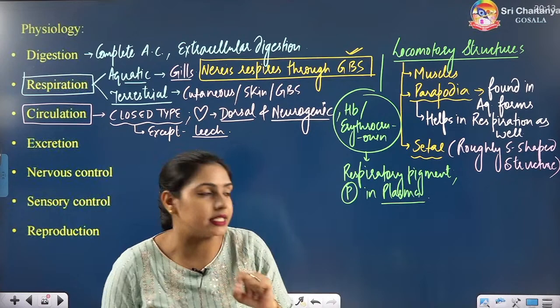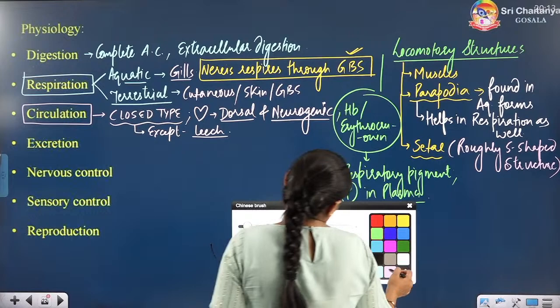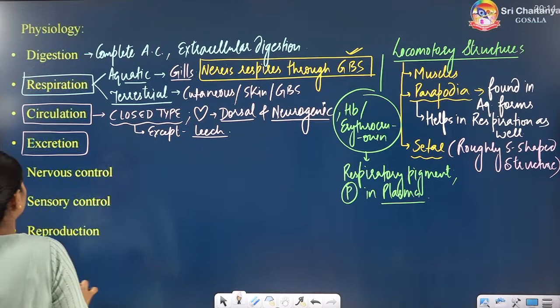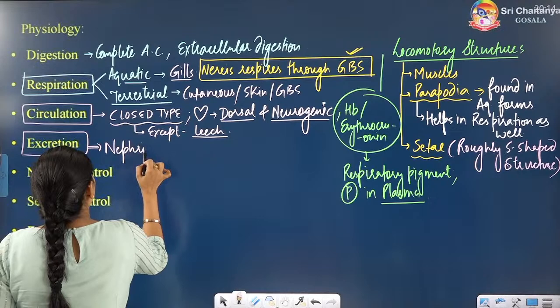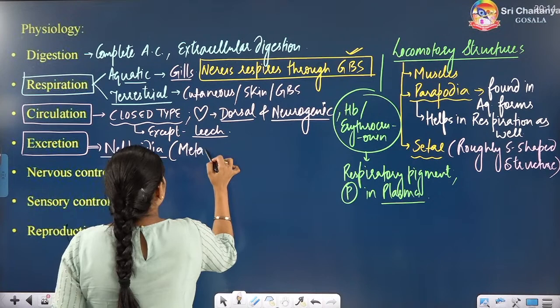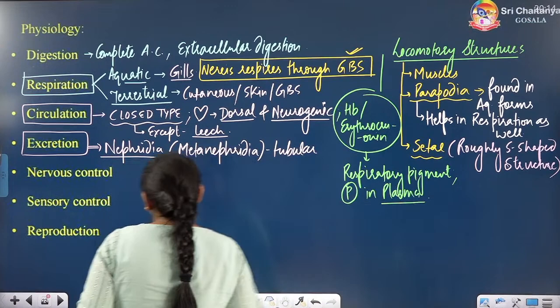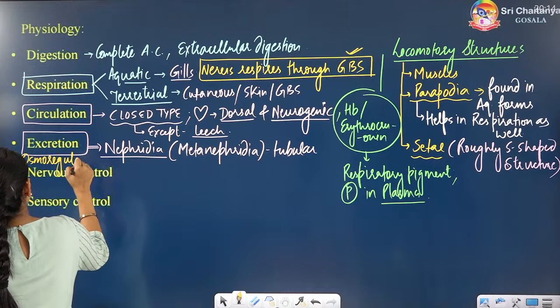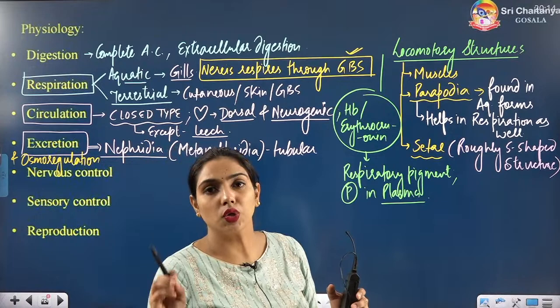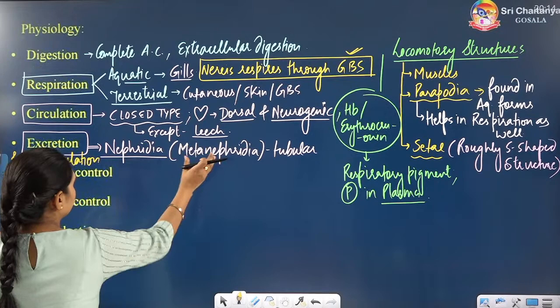Talking about excretion, the excretory waste can be ammonia or urea, and excretion is done by a very important structure, nephridia. And here the nephridia are not protonephridia, they are metanephridia. These are tubular structures which help in excretion as well as osmoregulation. Wherever you see nephridia, proto or metanephridia, just remember they are not only doing excretion, they are also doing osmoregulation.